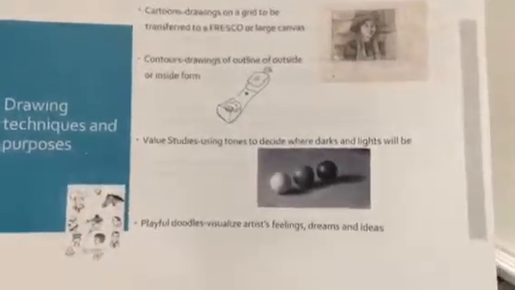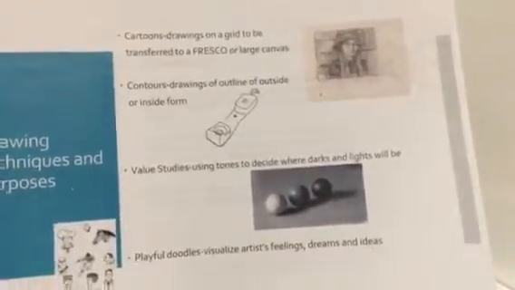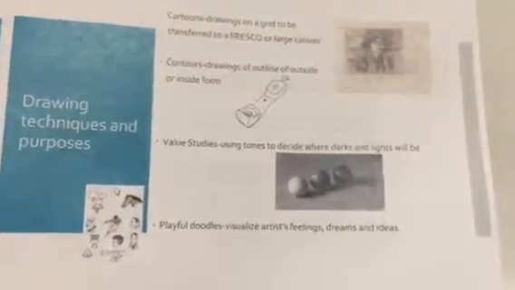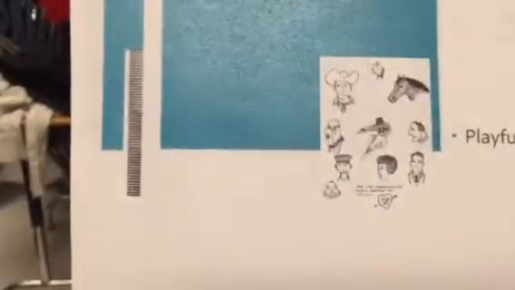Cartoons are drawn, not like Ninja Turtle cartoons, but these cartoons are drawings on a grid to be transferred to a fresco or large canvas. So you actually have a grid and it's like paint by numbers, but paint by square in the grid. Contours are drawings or outlines of an inside or outside form. And then value studies, using tones to decide where darks and lights will be. So this would be a light tone, medium tone, dark tone. And then playful doodles, which visualize artists' feelings, dreams, and ideas.